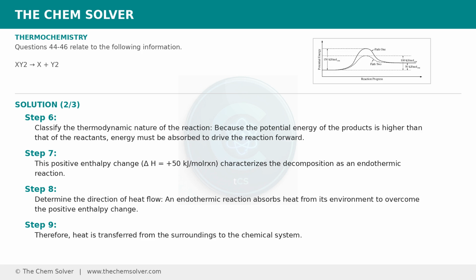Determine the direction of heat flow. An endothermic reaction absorbs heat from its environment to overcome the positive enthalpy change. Therefore, heat is transferred from the surroundings to the chemical system.